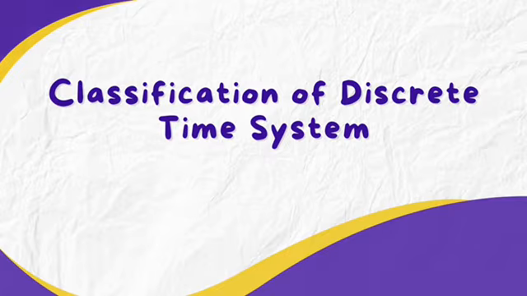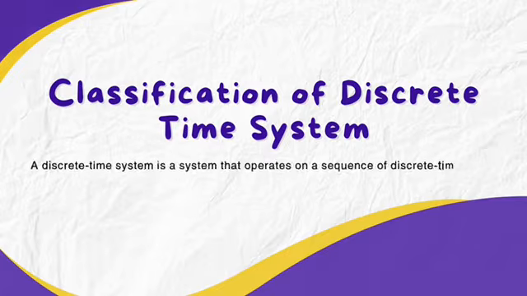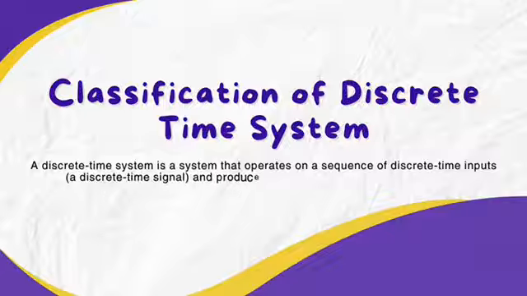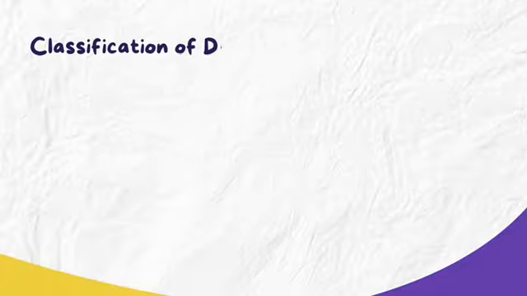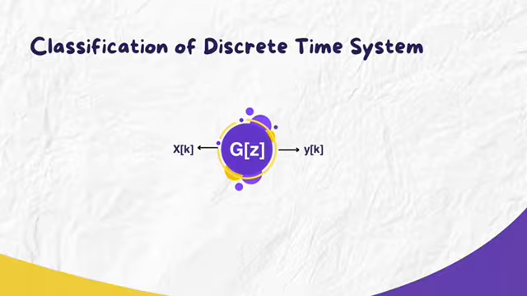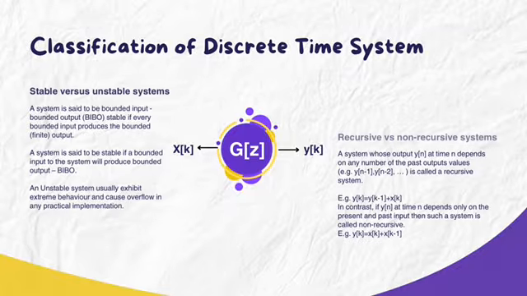Classification of discrete time system. A discrete time system is a system that operates on a sequence of discrete time inputs, a discrete time signal, and produces a sequence of discrete time outputs. Breaking it into two main ideas, which are system stability and recursiveness, here's a simplified way to explain it.